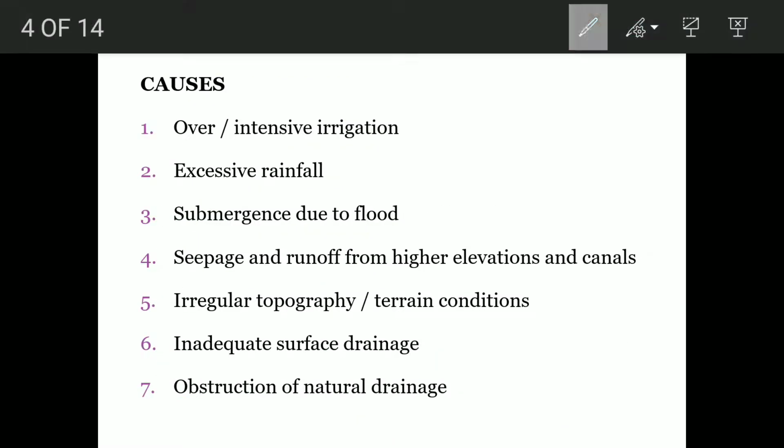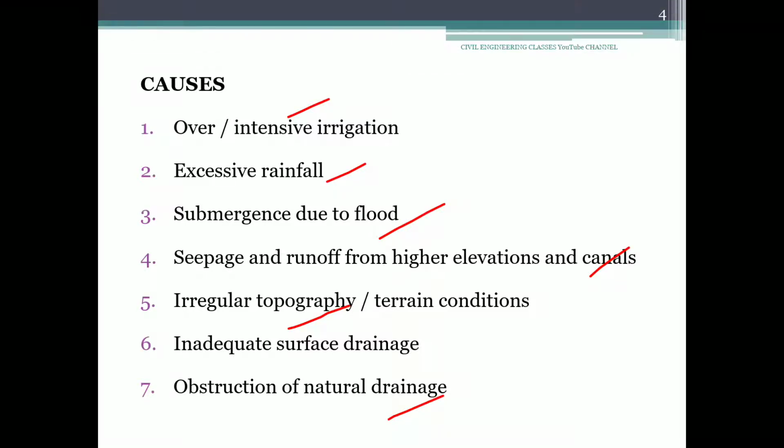If we are discussing the causes of water logging, they include over or intensive irrigation, excessive rainfall, submergence due to flood, seepage and runoff from the higher elevation. If our field is at a lower elevation, from the higher elevation there will be more flow of water to our field. That will cause water logging. Then irregular topography and terrain condition. If there is not sufficient surface drainage or there is any obstruction to the natural drainage, water logging will also happen.